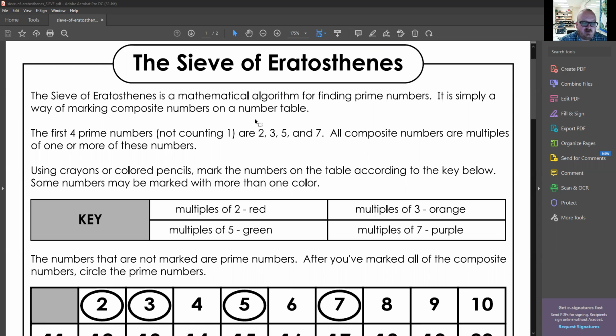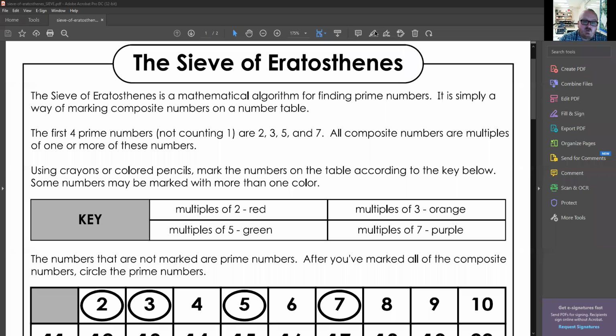We know the first few prime numbers are 2, 3, 5, and 7. Now that's not counting the number 1, because 1 is not a prime number. All the composite numbers are multiples of one or more of these numbers. That's the rule. That means if I can divide a number by 2, 3, 5, or 7, then by definition it's not prime, because if I can divide it by anything other than 1 and itself, that doesn't work.